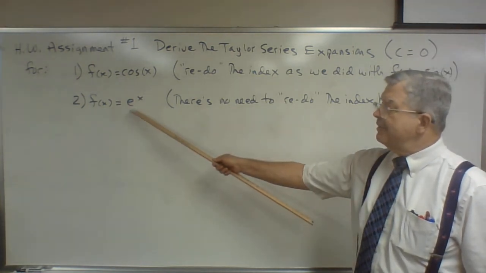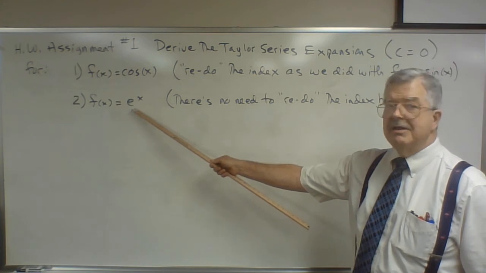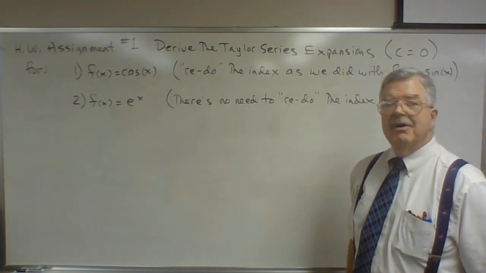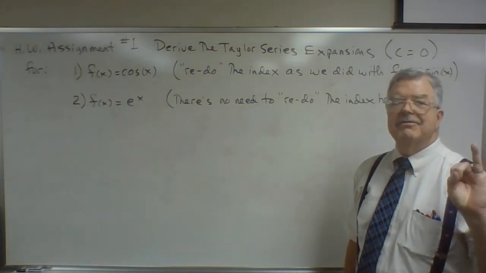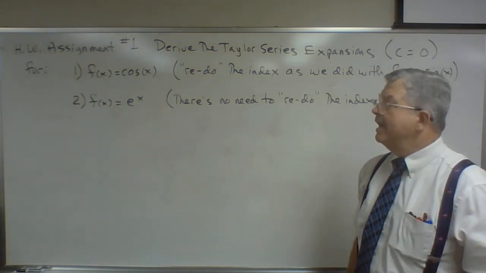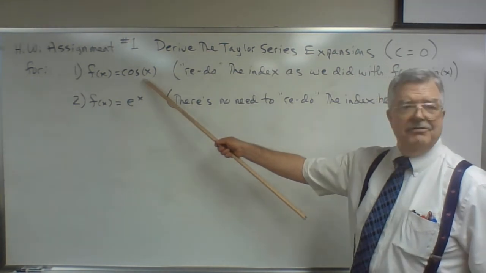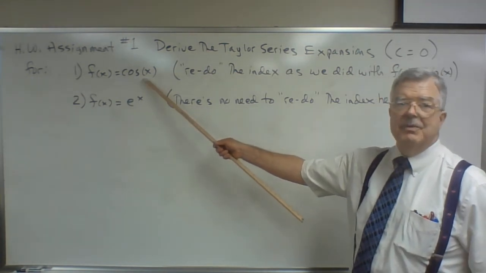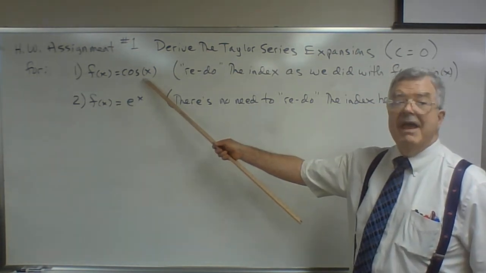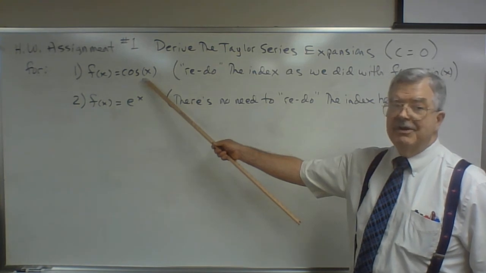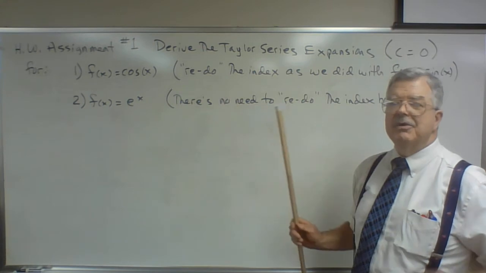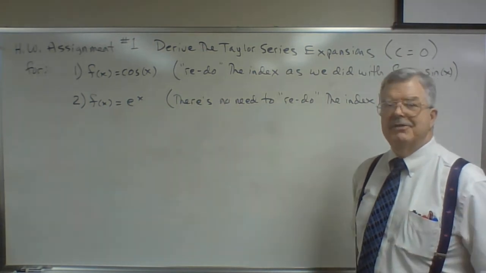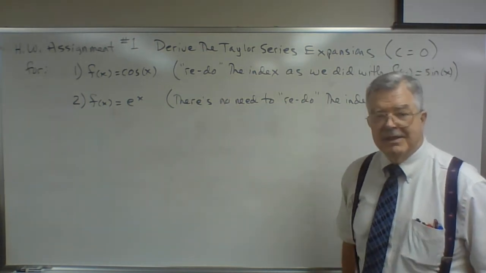Every term of this expansion is non-zero, so there's no need to redo the index, and we couldn't even if we wanted to. With cosine of x, we're going to see the situation that we saw with sine of x. Every other term is going to be 0, so there's going to be a way to redo the index so that we get rid of all of the 0 terms.